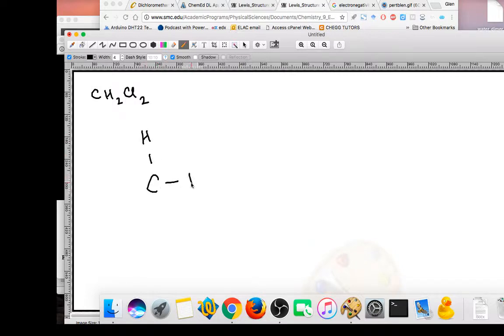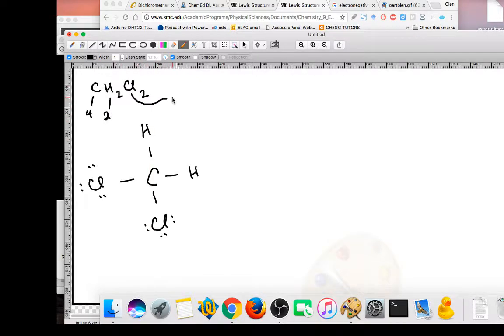It does not matter where you put the H's and where you put the Cl's, as long as you put the H's and the Cl's somewhere. And they have to have all of their valence electrons, and the entire Lewis structure must have the correct number of total valence electrons, which is 4 for the carbon, 1 for each of the hydrogens, so that's a total of 2, and then 7 for each of the chlorines, and that means a total of 14. So 4 plus 2 plus 14 is 20 valence electrons.